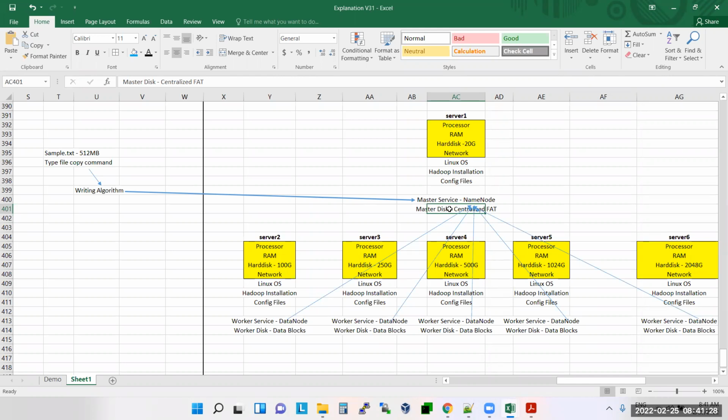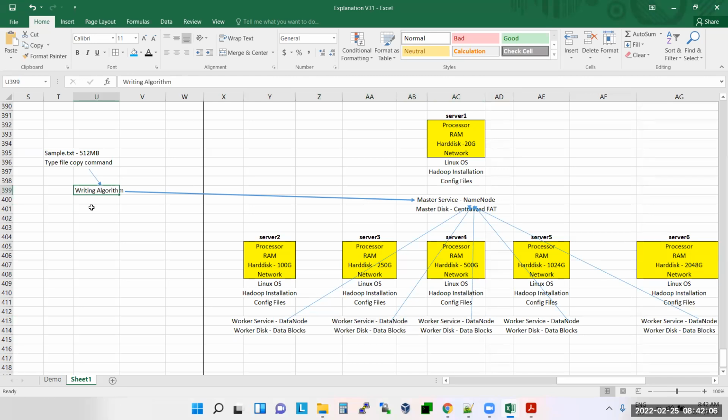Think that the writing algorithm is asking the name node, hey name node, I want to write this file, please help me. The name node will check in the centralized metadata whether this file already exists. If it exists, it will throw an error saying the file already exists. If not, the name node will say, fine writing algorithm, I have information about each and every data node's storage, and I have enough space here. You start. First, cut your data into pieces.